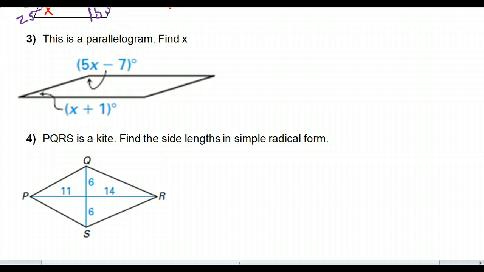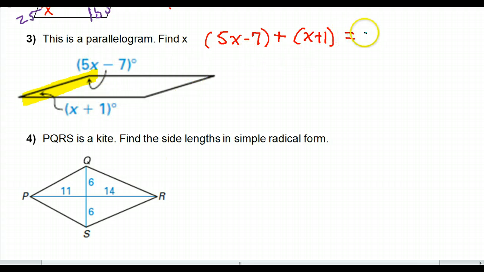But these, instead of being across from each other, these angles they share a side. These are consecutive angles. So again, just like on the last 2 problems, these are supplementary. So I need to show them adding up to 180. So this is going to be like this. 5x minus 7 plus x plus 1. Okay, this angle plus this angle has to add up to 180.